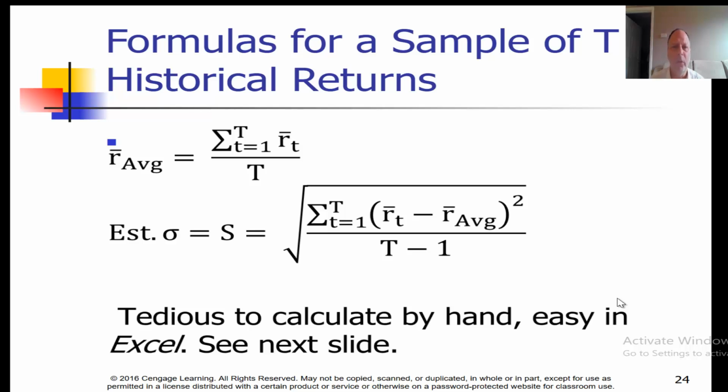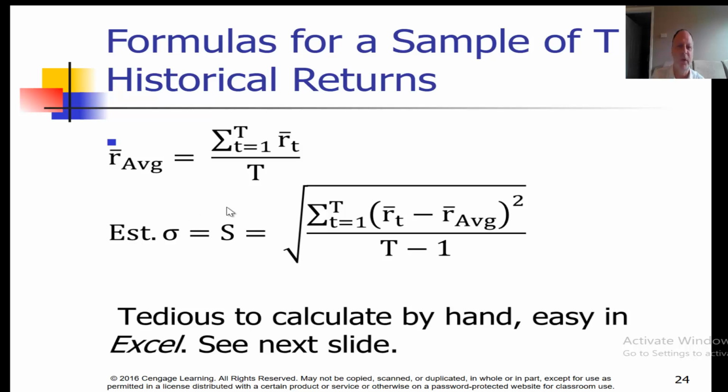If we use historical returns, this slightly changes our formulas, for reasons which you would learn in more detail in a statistics class. You so-called lose a degree of freedom when calculating standard deviation. So the average rate of return is the summation of each of the rates of return divided by the number of years or the number of months in which they took place.